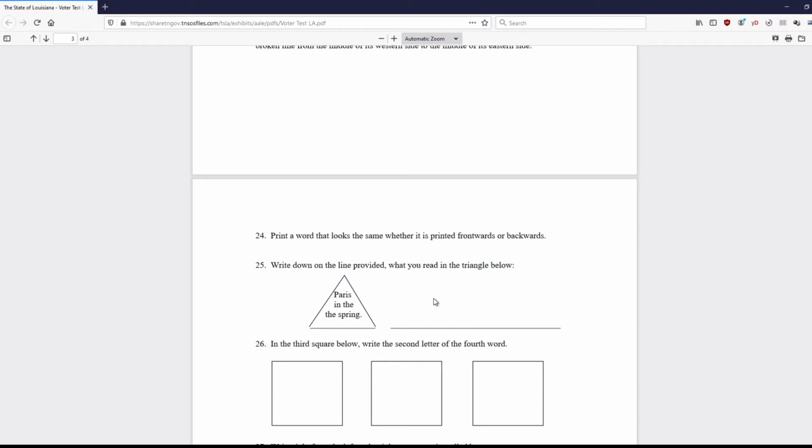I think you have to scroll down or refresh your screen because your screen is stuck.